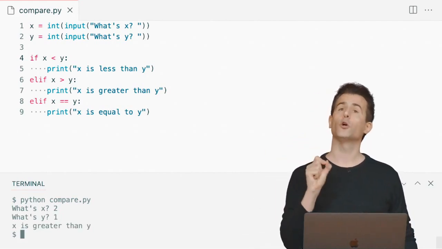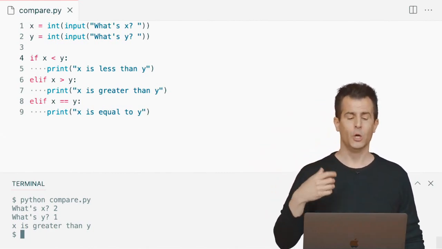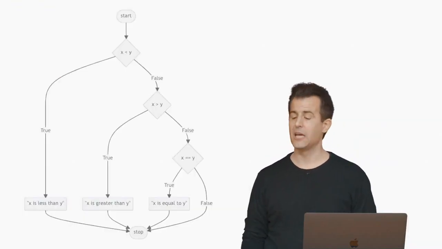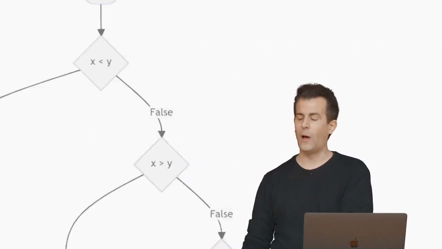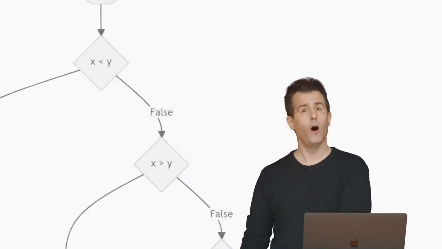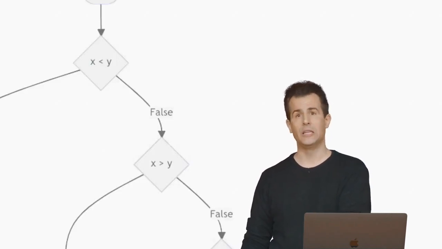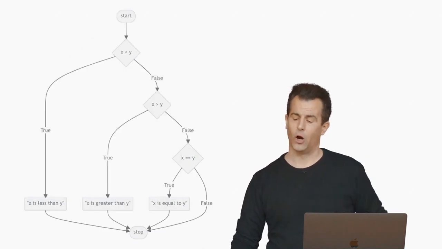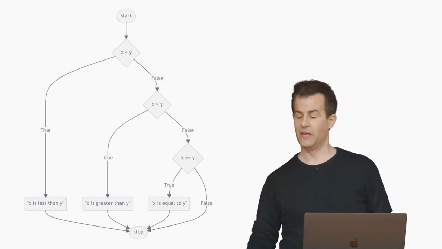That is to say, the answer to the first question is now false, but the answer to the second question is now true. Because, of course, 2 is greater than 1. Well, let's go back to the diagram. Same as before. We start at the very top where it says start. The very first question up here now, x less than y, is an answer of false because no, 2 is not less than 1. So we follow this arrow to the next question, this diamond. Is x greater than y? Well, yes. 2 is greater than 1. So now we follow this left arrow, which is true. We print out, quote unquote, x is greater than y, and then stop.